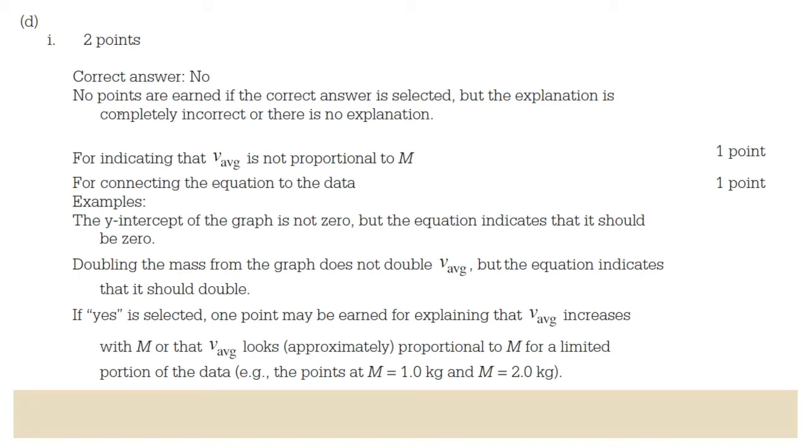If you selected yes, you could at least earn half the points for indicating that they look approximately proportional, or for explaining that V average increases with m. So they screwed you up a little bit, but at least they give you half the credit for the trouble. Keep in mind, 50% is what you need to pass.